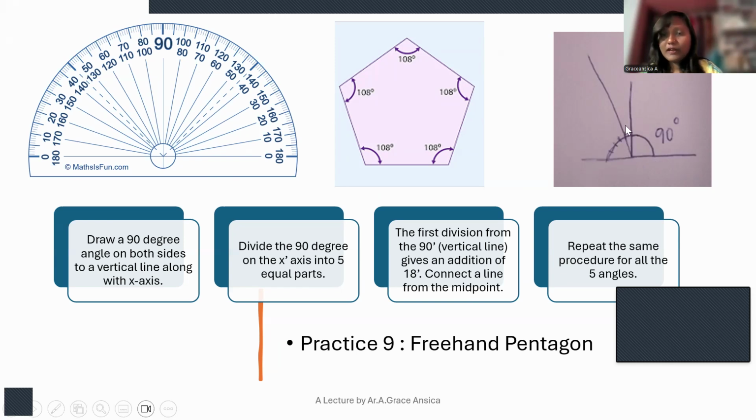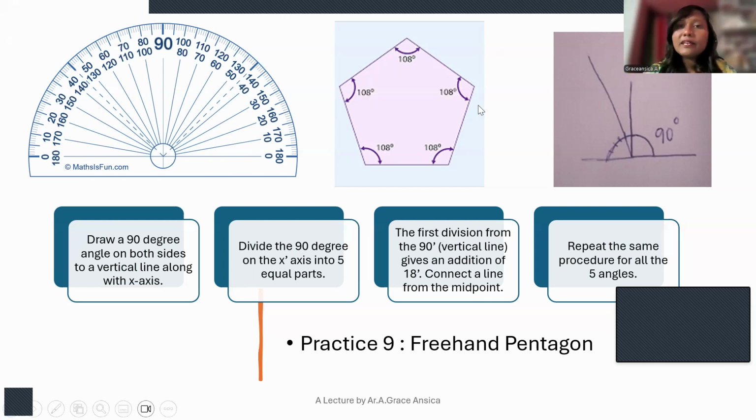Five equal parts, and I'm going to take the first part from the y-axis. So 90 by 5, how much is it going to be? 18. I already have 90 degree on the other side. Plus 18, it's going to create 108 degree. Repeat the same procedure for all the other sides. You will automatically get your 108.